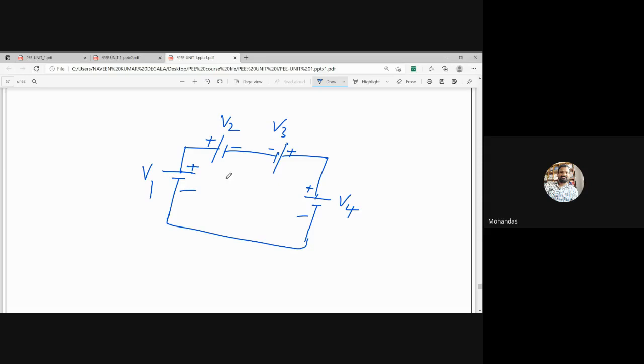How to assign the current here? The current is, let us say, I. We are following the clockwise sign.